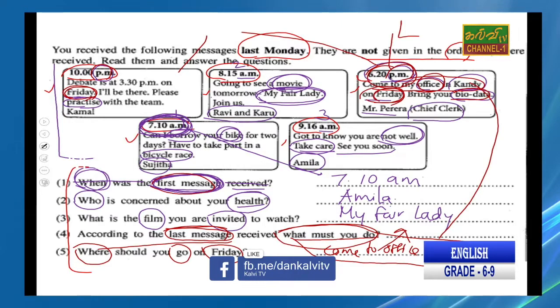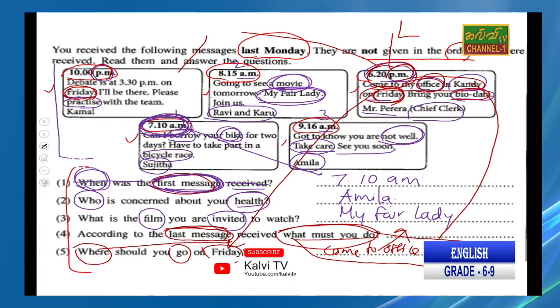So they expect this question. This statement is given there. You have to understand that statement, because they expect, where should you go on Friday?